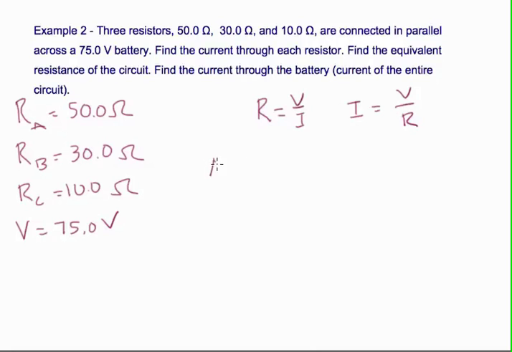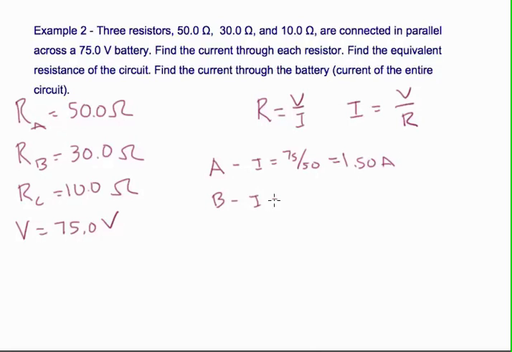And if we're talking about each resistor, then we're going to use individual resistances here. So for A, I equals V divided by 50. And so our current is 1.50 amps. So we have to have 3 significant figures.